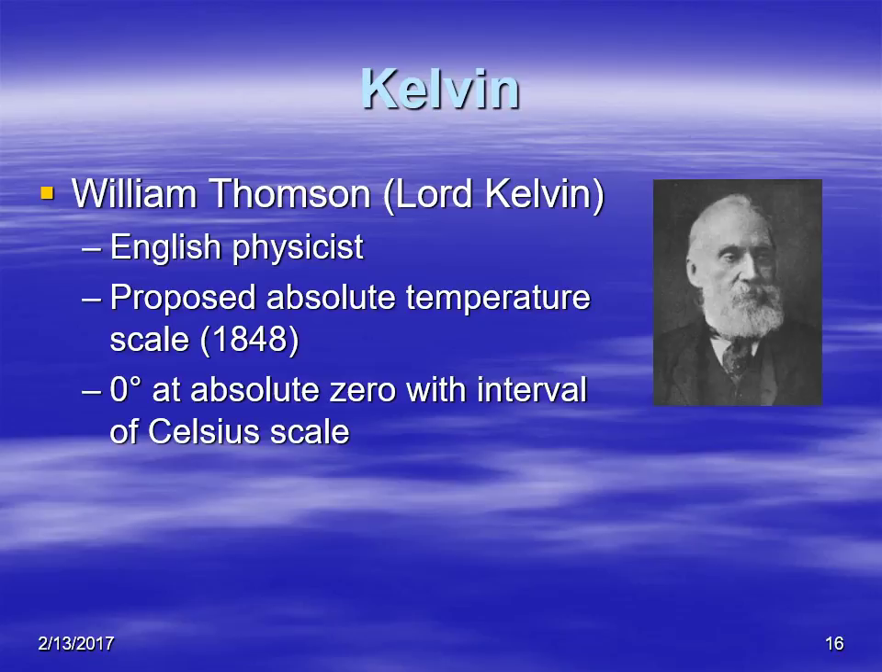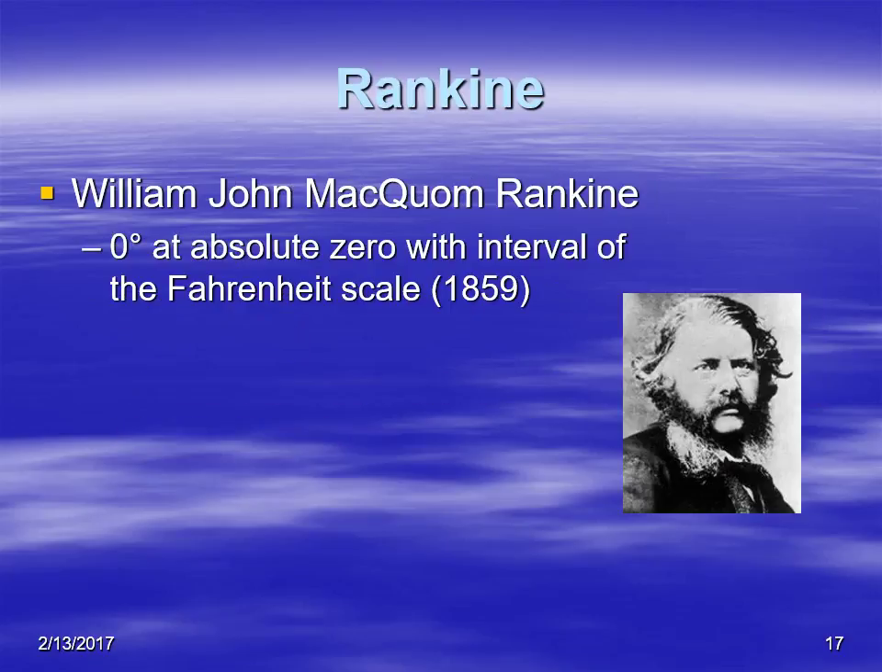And then, of course, Lord Kelvin, or William Thomson, a famous English physicist, came up with the concept of absolute zero, the absolute temperature scale. He proposed that in 1848, and he designated 0 to be absolute zero, but he used the temperature intervals of the Celsius scale. So it was just offset by 273 degrees. And then finally, William Rankine came up with a temperature scale similar to Kelvin, except that instead of using the Celsius intervals, he used Fahrenheit and defined 0 as absolute zero.